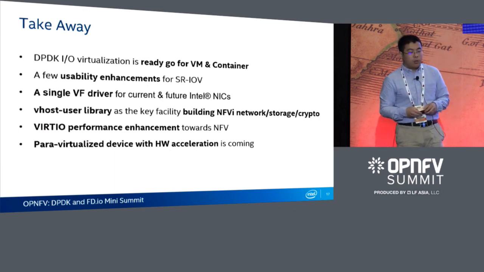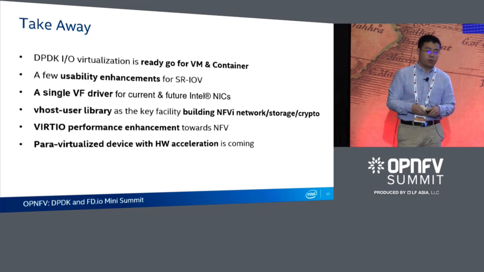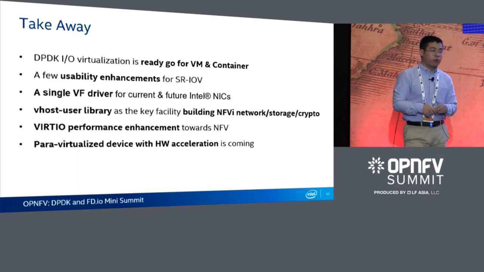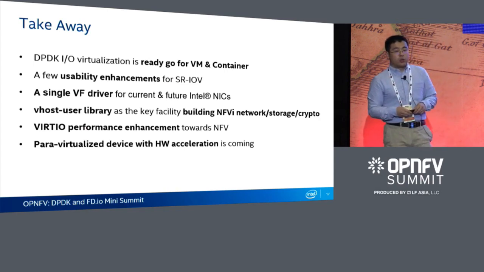On the virtualization side, we are going to leverage vhost-user and not just for network specific use, but also expand to support storage and crypto. On the performance side for virtio, we will work closely with the community on the new ring layout and do software optimization based on it. Also, we are doing research and prototyping on using hardware acceleration for the para-virtualized device, so we have a hardware backend to support virtualization and make it single-root-IOV-like performance.